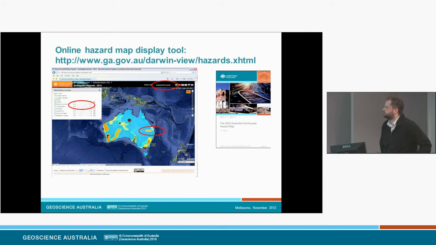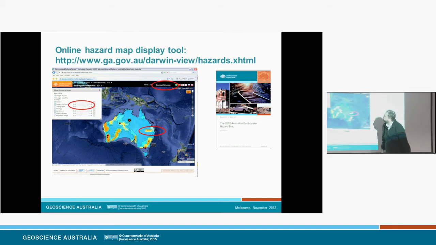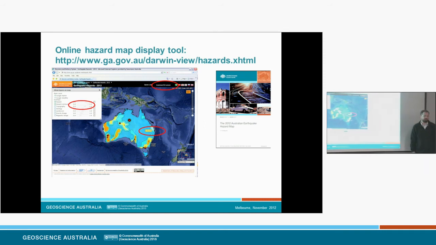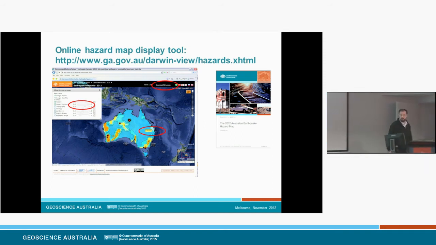Some neat features: you can actually work out what the hazard is by hovering your mouse over a particular area. You can change the transparency of the map, and you can also overlay it with some other data sets: geology, land cover, gravity image, and magnetic. If you're interested in how earthquake hazard corresponds to those, I recommend that you do that. It's quite interesting. You can also download the PDF, which looks like this.